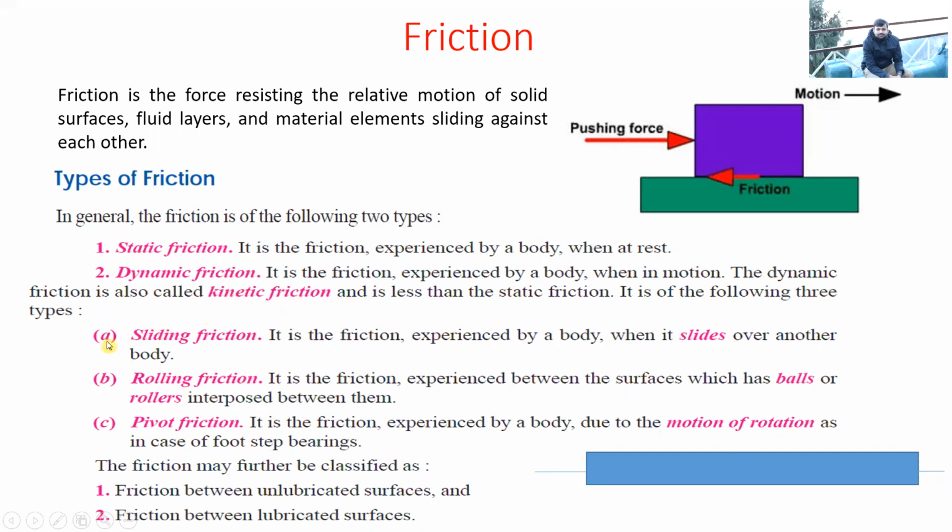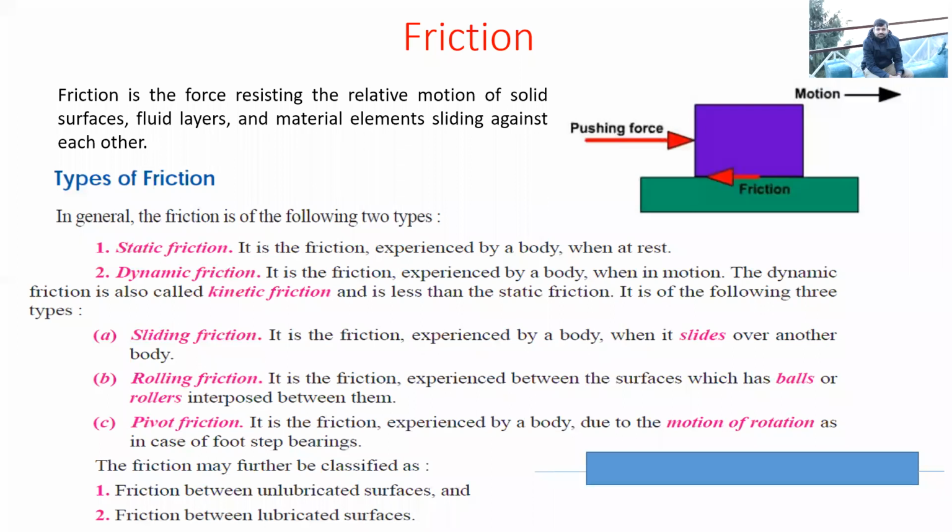Now, kinetic friction is of three types. One is sliding friction, the second one is rolling friction, and the third one is pivot friction. Okay, now what is sliding friction? It is the friction experienced by a body when it slides over another body. A very common example: you might have seen sliding friction in a piston cylinder arrangement. Okay, now what the piston does inside the cylinder is it slides from TDC to BDC and BDC to TDC. Okay, so there the friction.